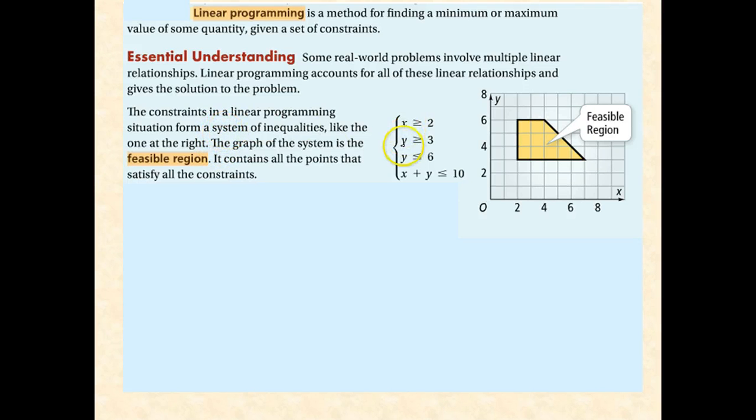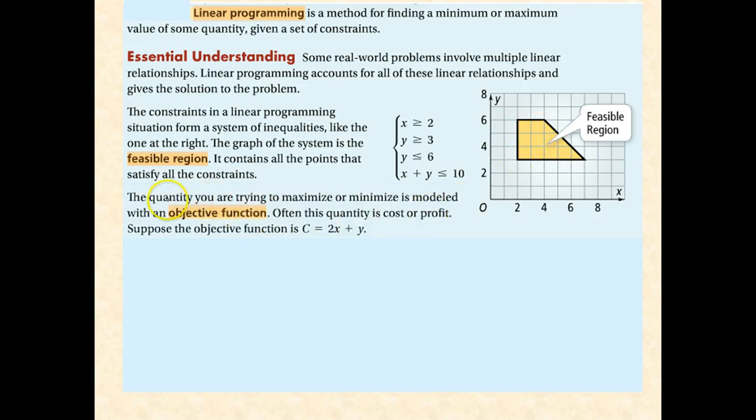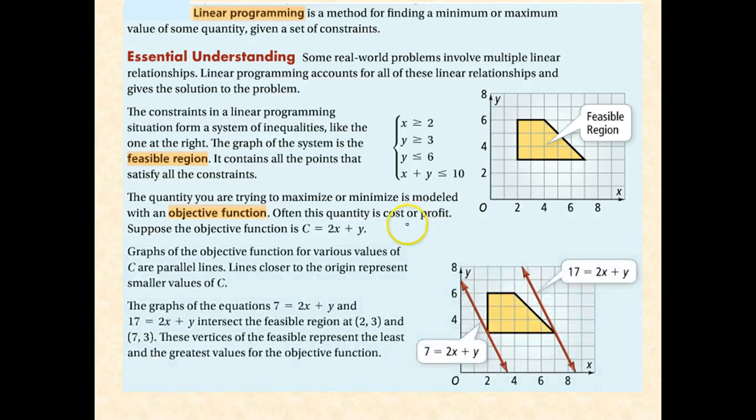Constraints in linear programming make a system of inequalities, and they give you a feasible region. It contains all the points that satisfy the constraints. The quantity you're trying to maximize, which is usually cost or profit, is represented by an objective function. So suppose our objective function is cost equals 2x plus y.